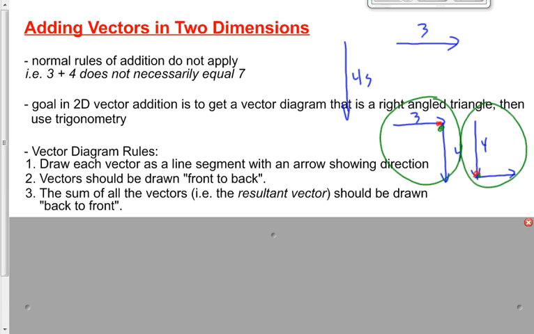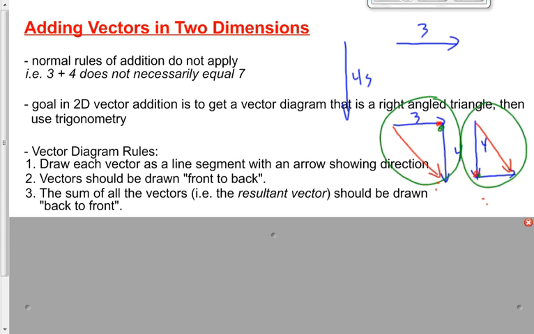Now, the sum of the vectors, which is really what we're trying to find here, right? We're trying to add numbers together that don't happen to be scalars or all in one direction. The sum of the vectors is what we call the resultant vector. And it's drawn, notice, not from front to back, it's drawn from back to front. So the resultant vector, or the sum of these vectors, is drawn from back to front. The bottom line is, it's got to be drawn from back to front.